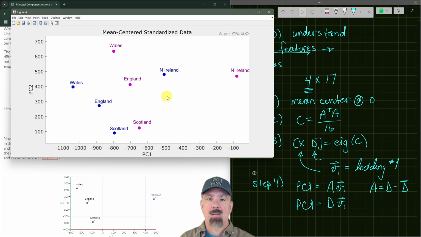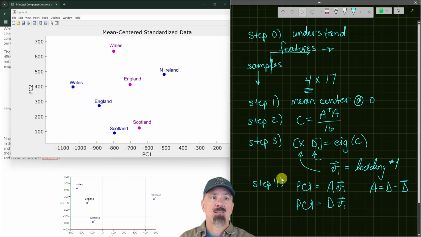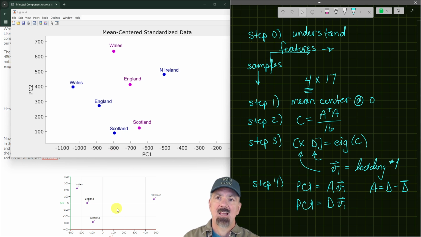So this is just an example of how we apply the steps here in order to come up with the principal components, what that looks like, and how we can match it up against results that we can find online. That's it. We look forward to seeing you in class.